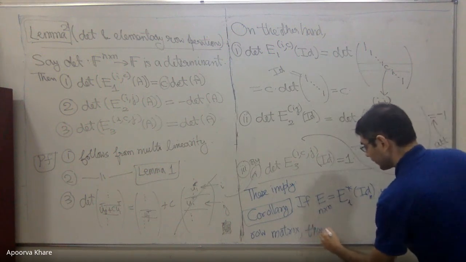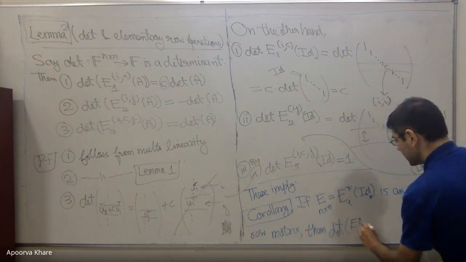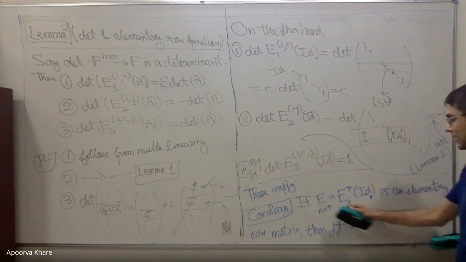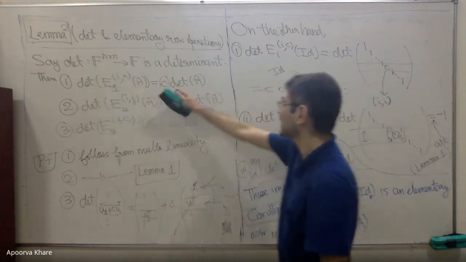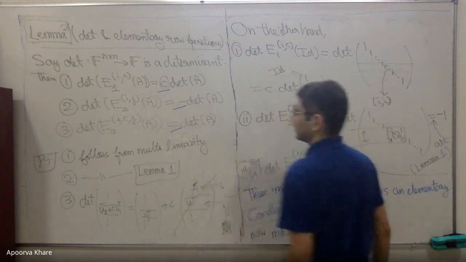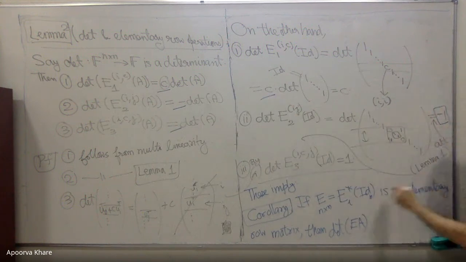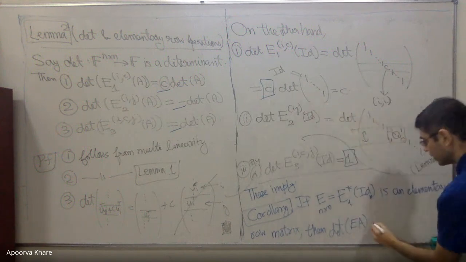det of E times A. E times A is what? This is this times identity. That is the same as saying it is just applying a row operation to a matrix. Det of E times A is det E, either C or -1 or +1, times det of A.